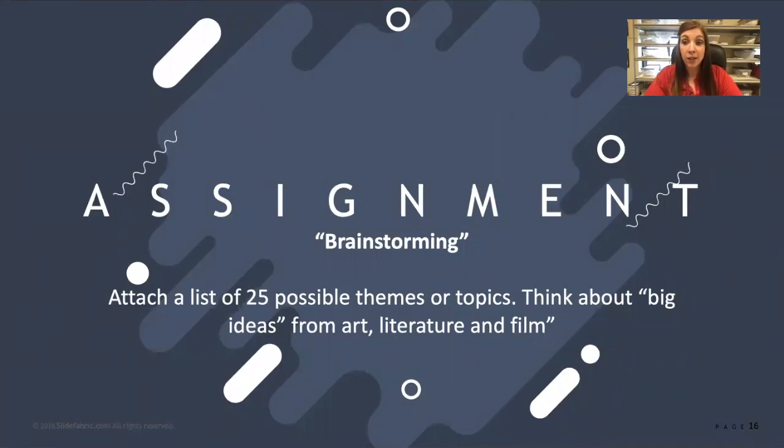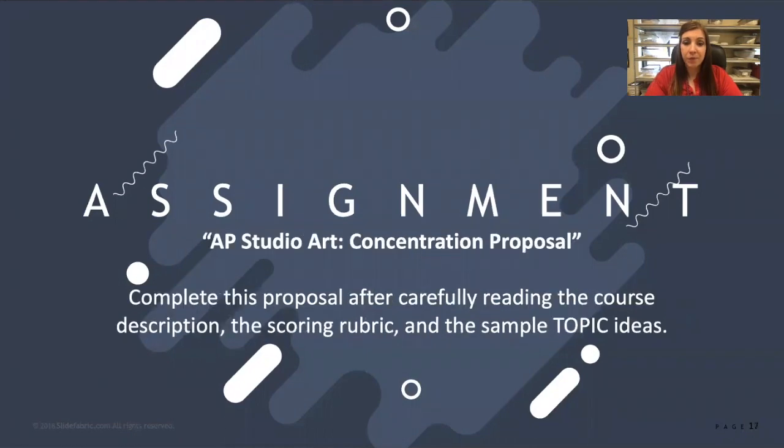whole lot of concentration ideas or sustained investigation ideas attached to this post. So you can explore those. You can take some of those directly from that. You can write down some things that you've already been considering, but you need to brainstorm a long list of possible topics or themes.